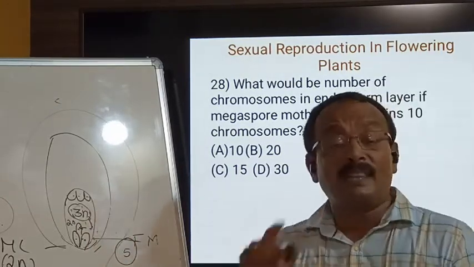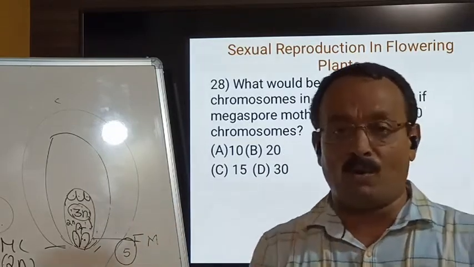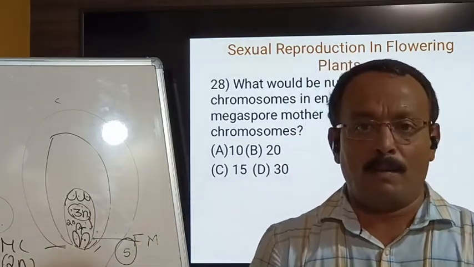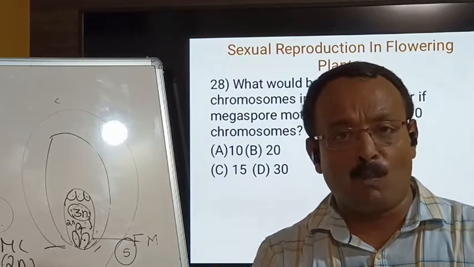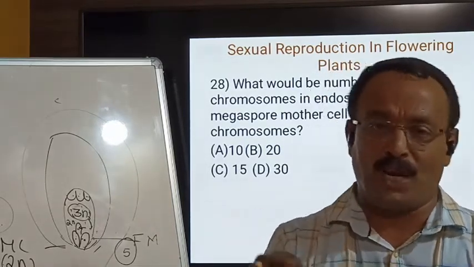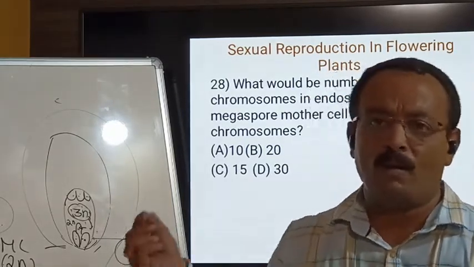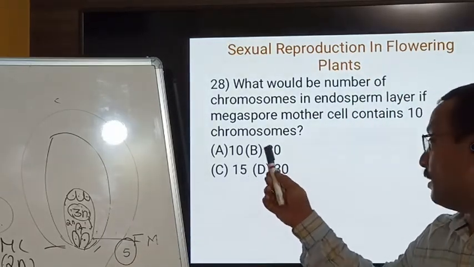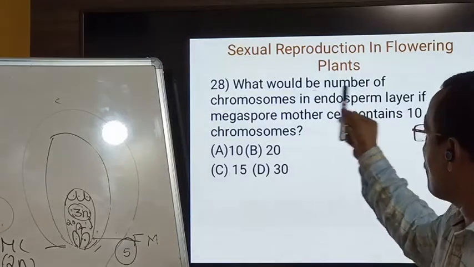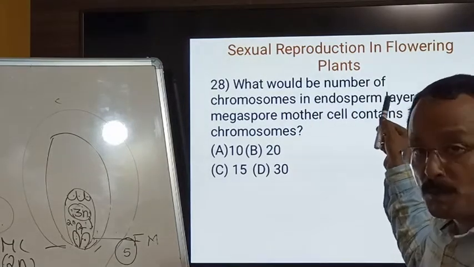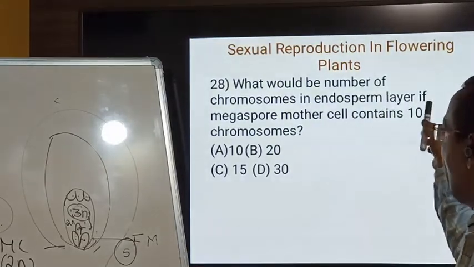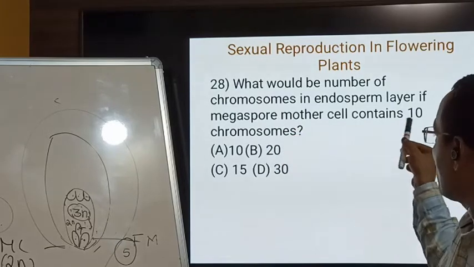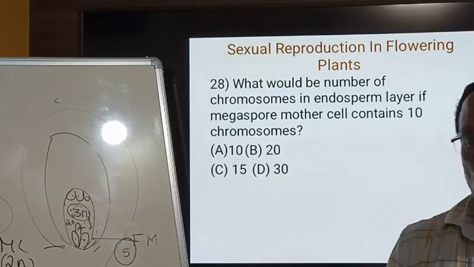In endosperm, 2 polar nuclei and 1 sperm fuse. Polar nuclei contain 5 chromosomes each, so 2 polar nuclei give 10 chromosomes, and the sperm 5 chromosomes. So the option is 15. So what would be the number of chromosomes in endosperm? Endosperm is triploid. So if the megaspore mother cell contains 10 chromosomes, that is 15.